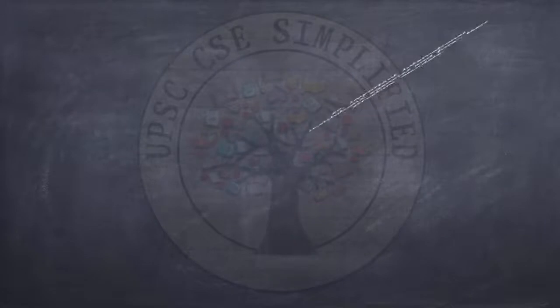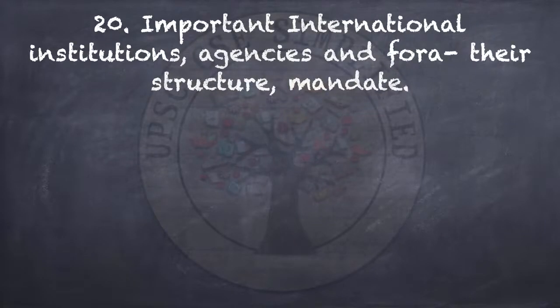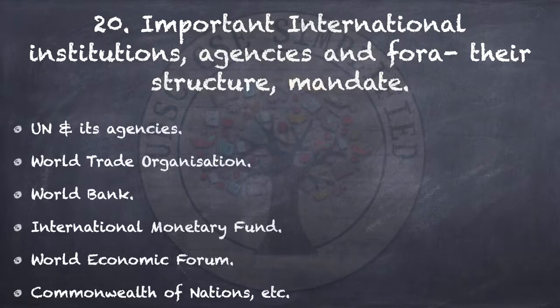Moving towards the last topic of general studies 2, that is the 20th theme, is important international institutions, agencies and fora, their structure, mandate. It is UN and its agencies, World Trade Organization, World Bank, International Monetary Fund, World Economic Forum, Commonwealth of Nations, etc.